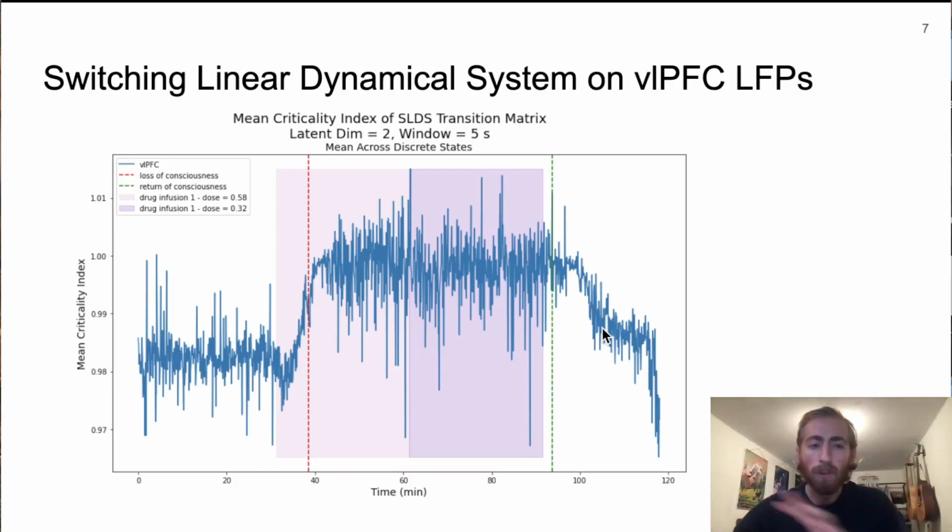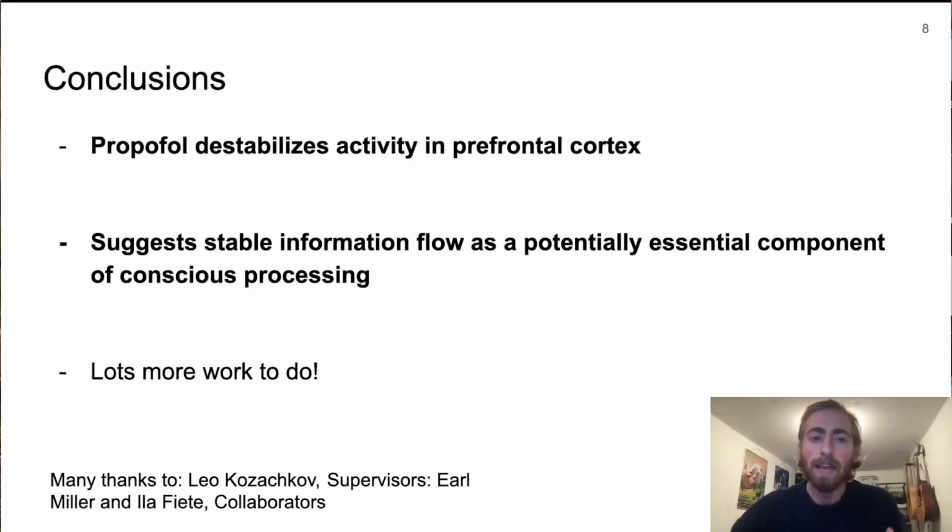And interestingly, all the criticality indices are much closer to 1, with the values during anesthesia being extremely close to 1, suggesting that anesthesia drives activity in prefrontal cortex to be maximally unstable without exploding to infinity. The main takeaway we can get from our analysis is that propofol destabilizes activity in prefrontal cortex. And this suggests stable information flow as a potentially essential component of conscious processing. And of course, there's still lots of work to do here.